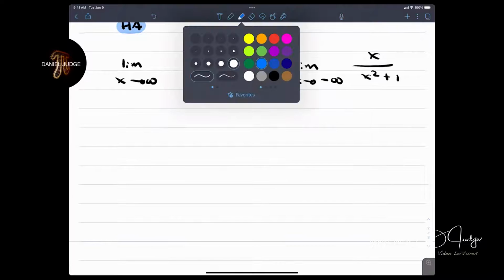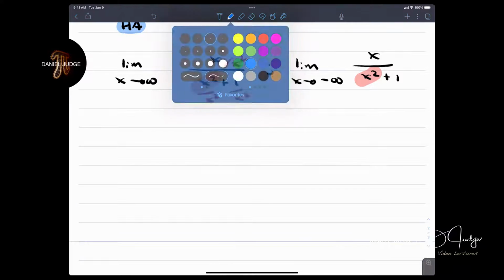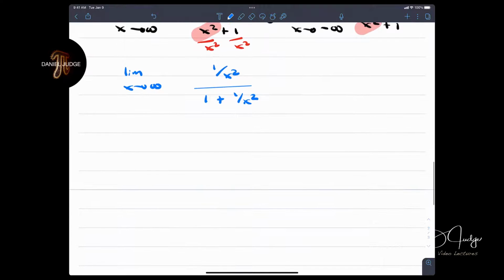So again, we always divide by the variable with the highest power in the denominator. In this case, it's x squared. Divide by x squared for each term. Limit as x goes to infinity: 1 over x squared in the numerator, and 1 plus 1 over x squared in the denominator now.